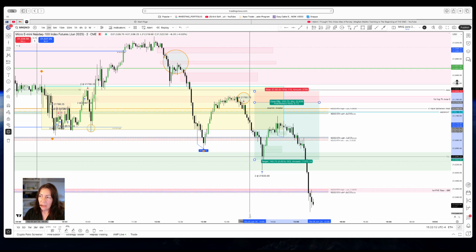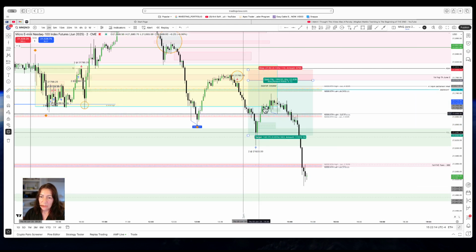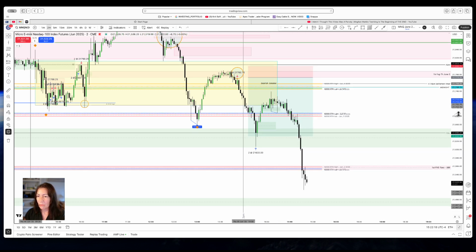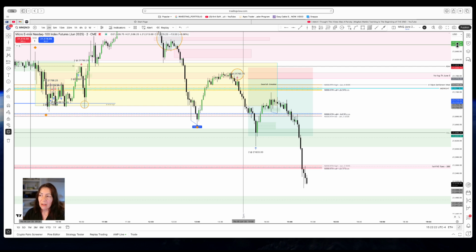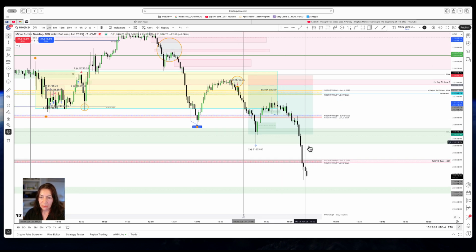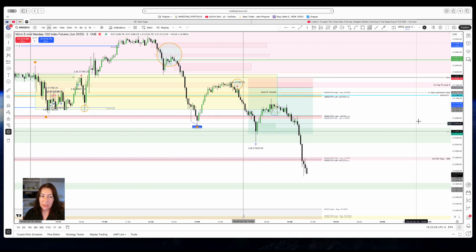I hope that eventually I'll be able to stay in these pullbacks and then get the third distribution. But I think it takes time and experience to be able to take those kinds of trades or have the confidence to remain in them.